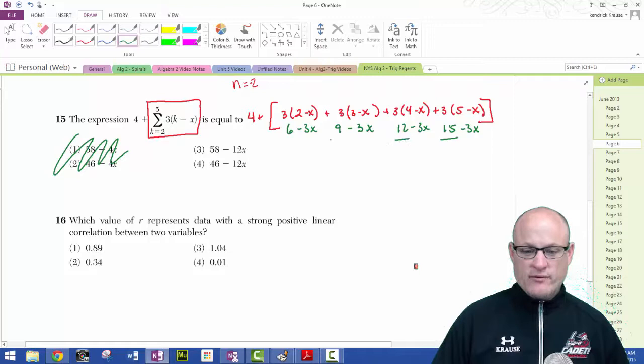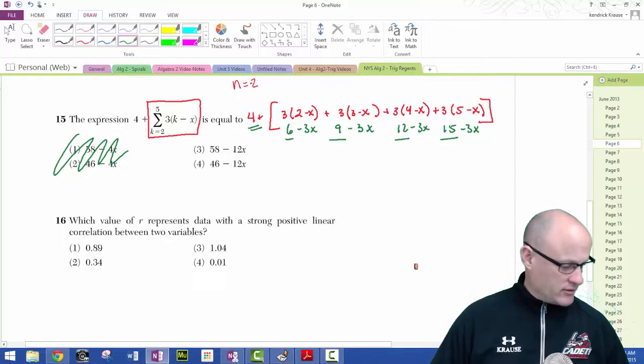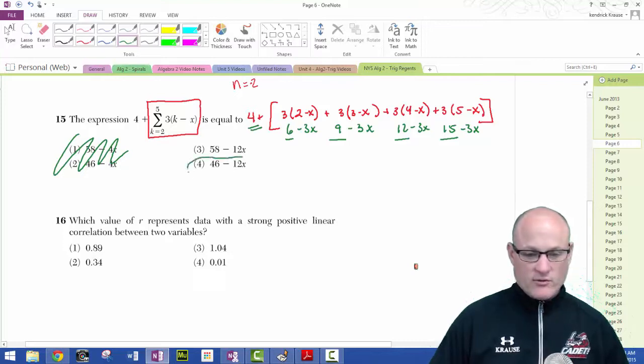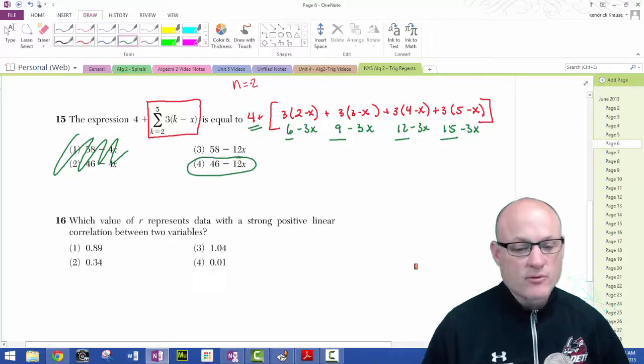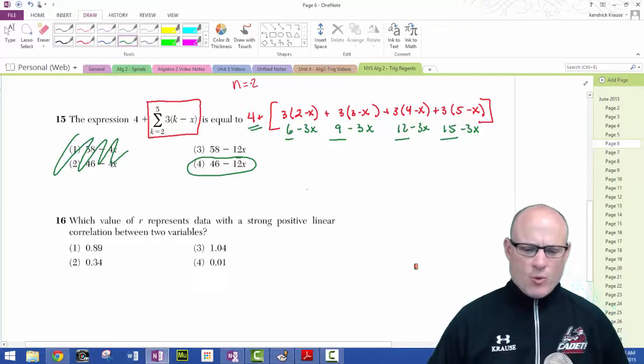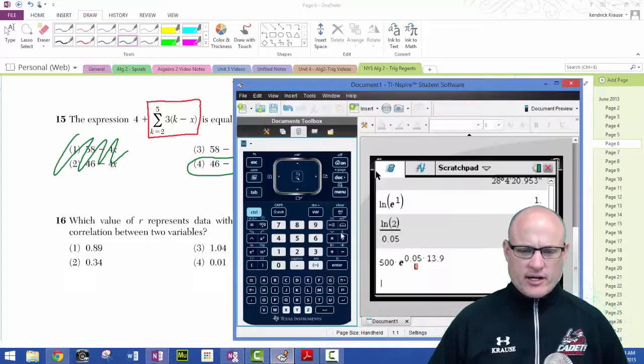15, 27, 36, 42, 46 looks like the right answer. 46 minus 12x. There it is. For some reason I had in my head that it was choice 3. I'm wondering if I could use my calculator to check this.